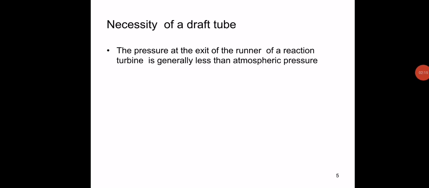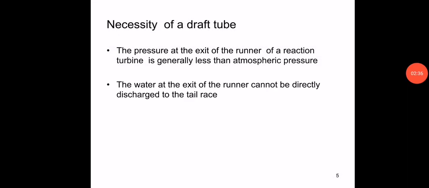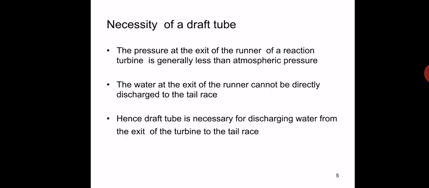What is the necessity of a draft tube in turbines? The pressure at the exit of the turbine is lower than the atmospheric pressure. Due to this, it may lead to damage of the exit of the runner or turbine. That's why you have to provide the draft tube. Next, the water at the exit of the runner cannot be directly discharged to the tail race. By providing the draft tube, you discharge the water from the exit of the runner to the tail race.